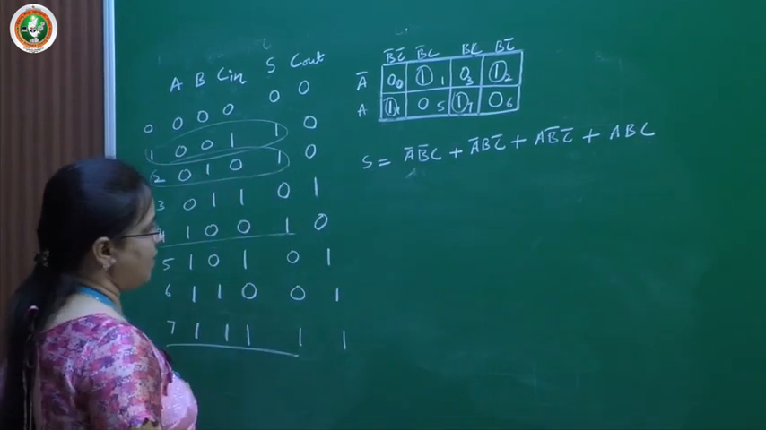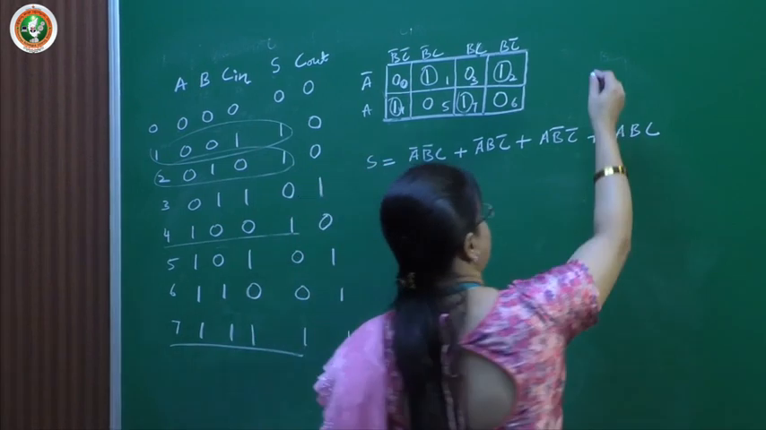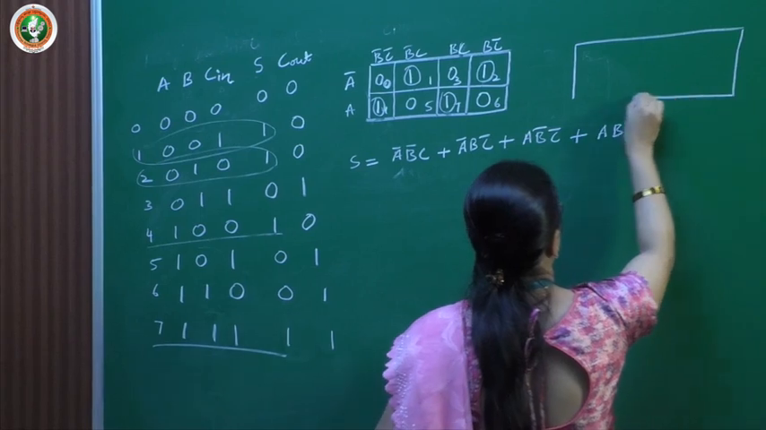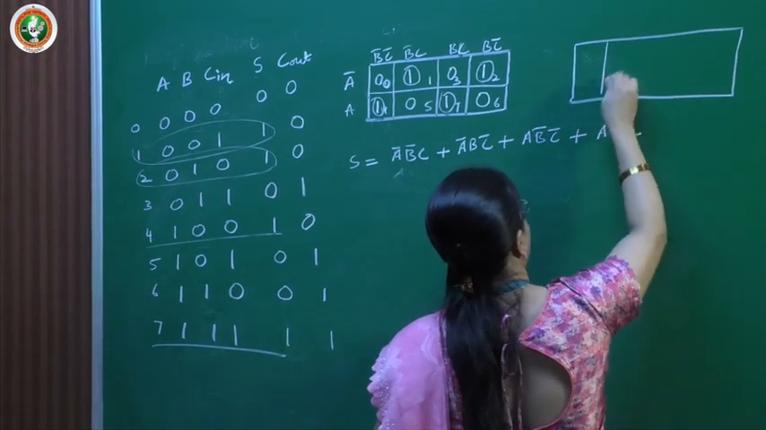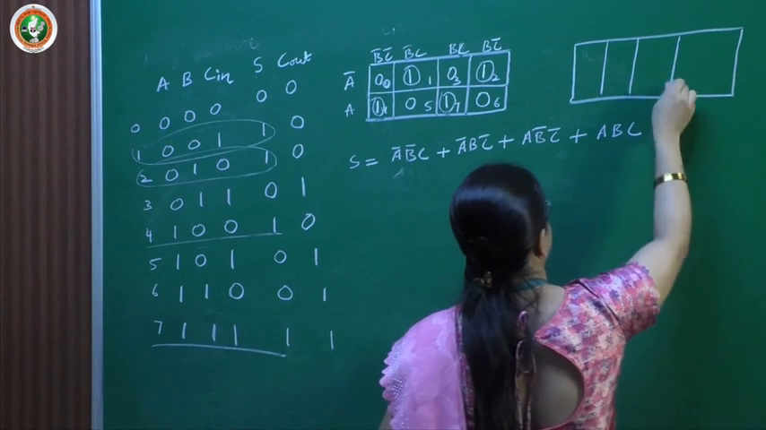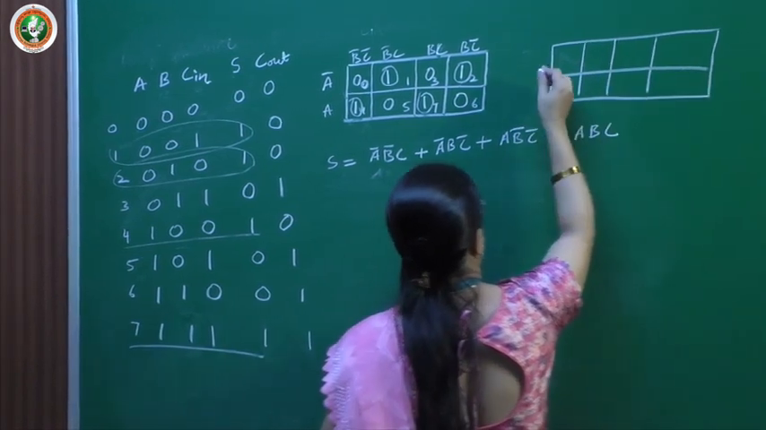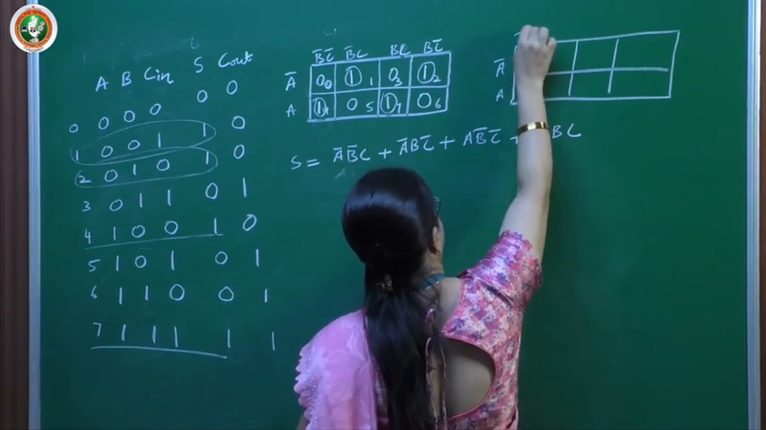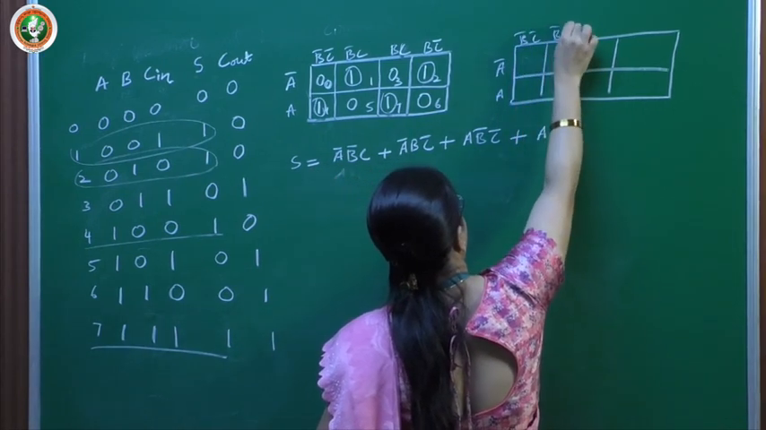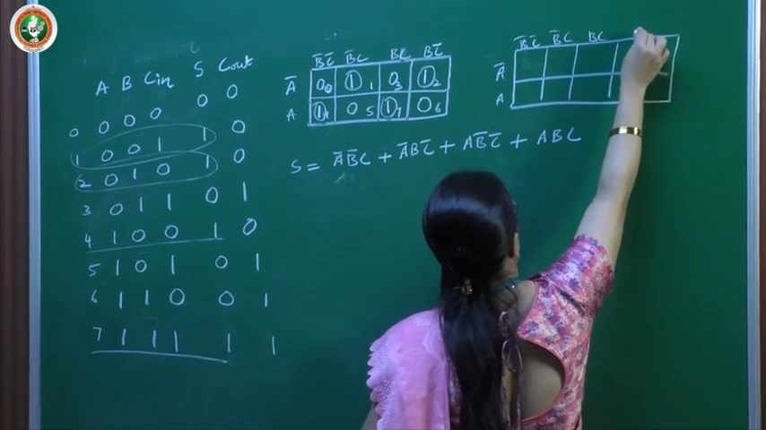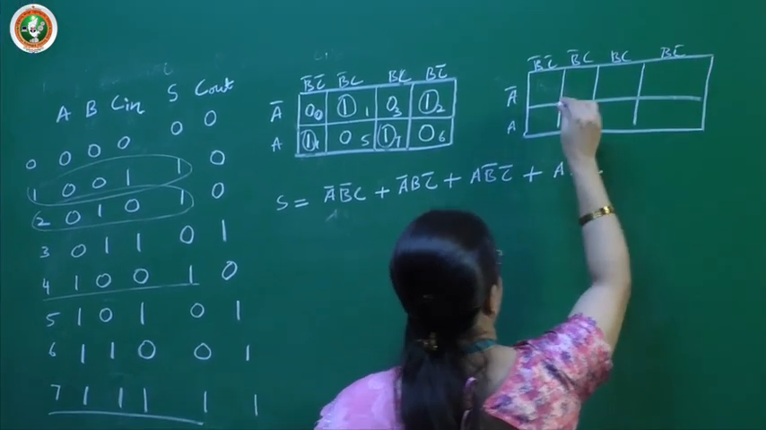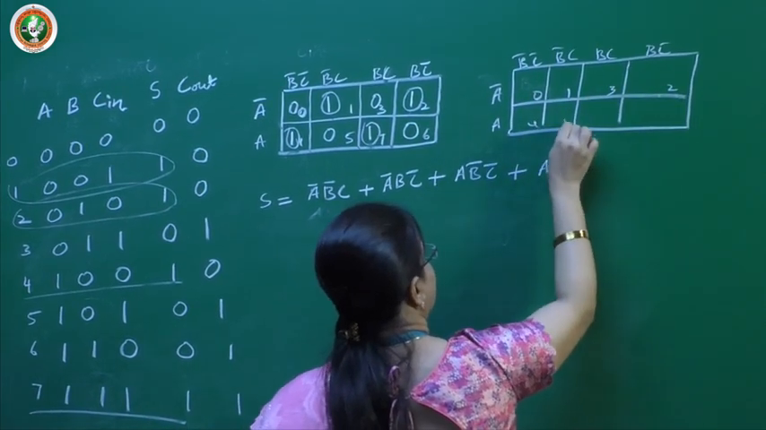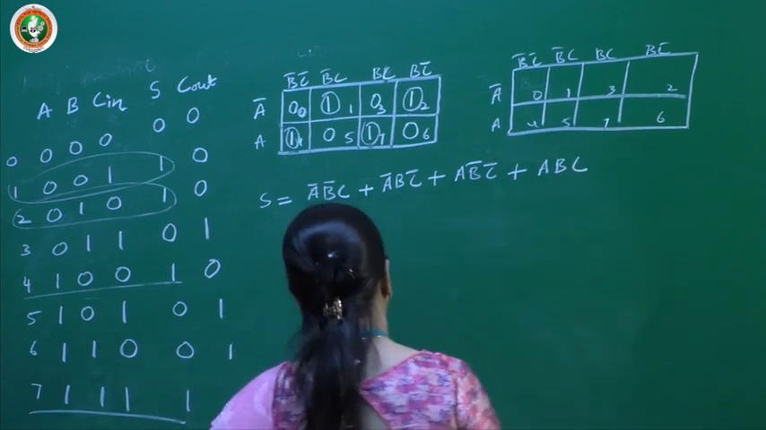In a similar fashion I need to construct a K map to obtain the simplified Boolean equation for carry out. A bar, A, we are getting B bar C, B C and B C bar. 0, 1, 2, 3, 4, 5, 6, 7.